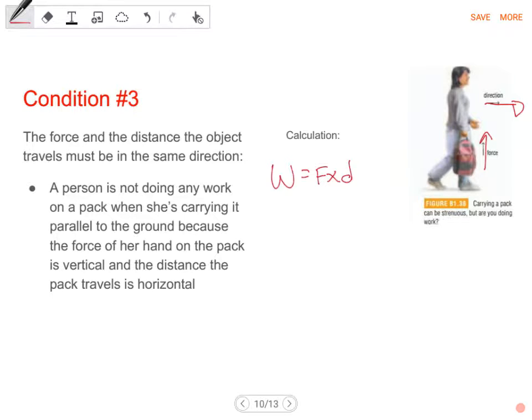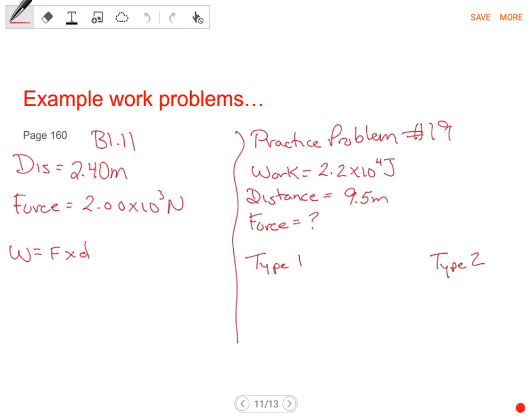This breaks the one rule. The force and the distance traveled must be in the same direction. In this case, the force is up and down. The direction is left and right or horizontal. So we have 0 joules of work done, no work. Okay. Please do your best to remember those 3 conditions that are required for work.